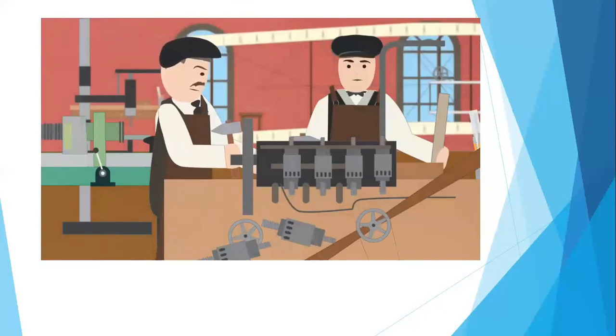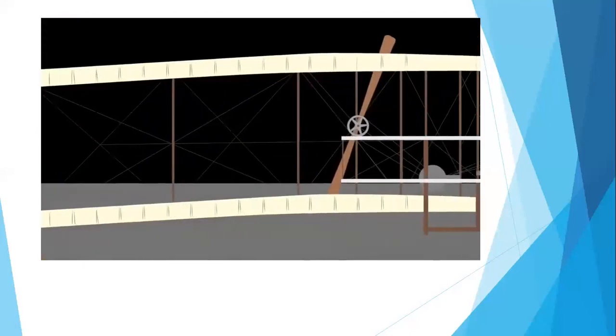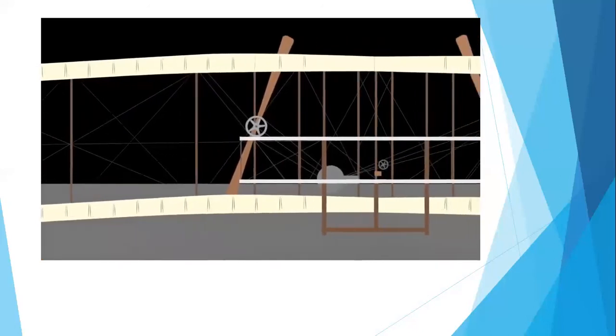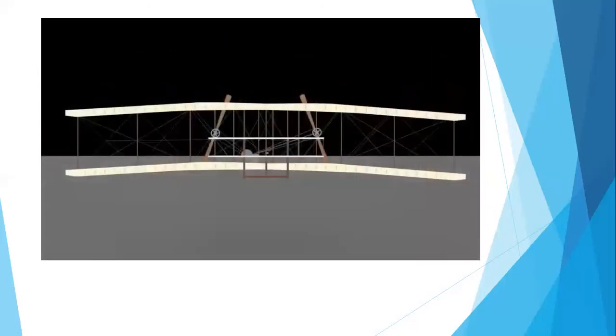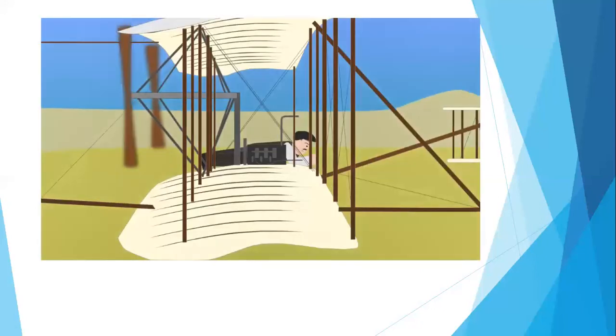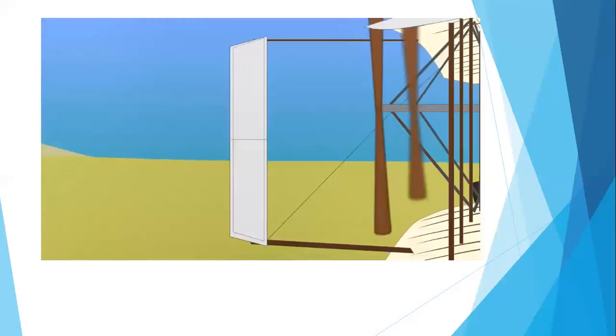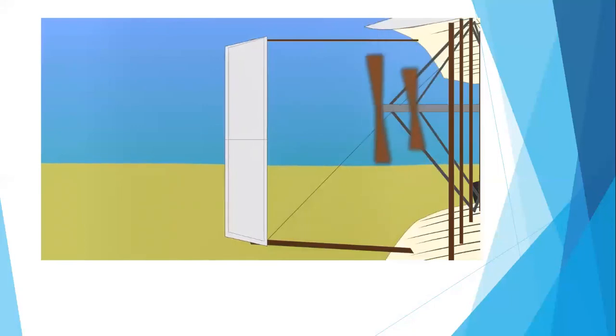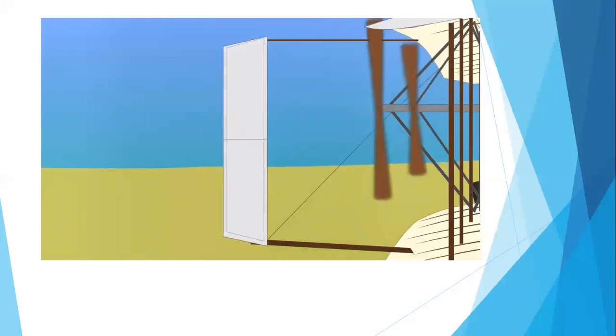No manufacturers could provide an engine light enough and powerful enough for their needs, so the brothers had to design and build their own. The Flyer was designed in a biplane configuration with a wooden airframe and a wingspan of 12.3 meters or 40 feet 4 inches. The pilot flew on his stomach on the lower wing, steering by moving a cradle attached to his hips. This cradle pulled wires which warped the wings and turned the rudder.